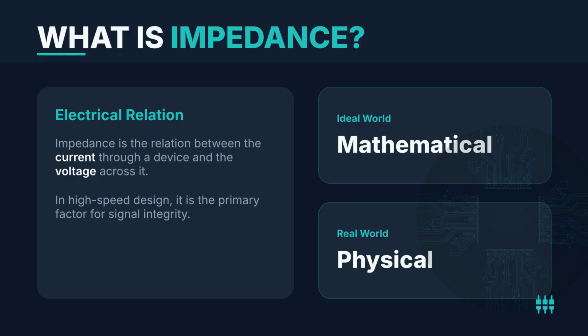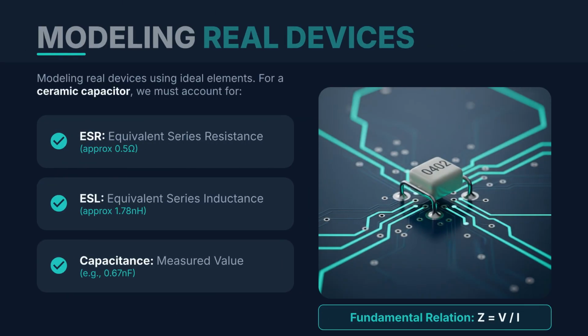We distinguish between the mathematical, ideal world, and the physical, real world. When modeling real devices like a ceramic capacitor, we consider factors beyond ideal capacitance, such as equivalent series resistance, or ESR, and equivalent series inductance, or ESL. The fundamental relation remains Z equals V divided by I.